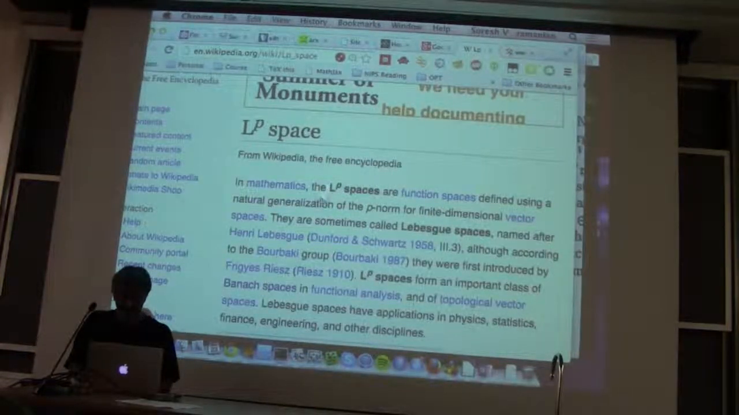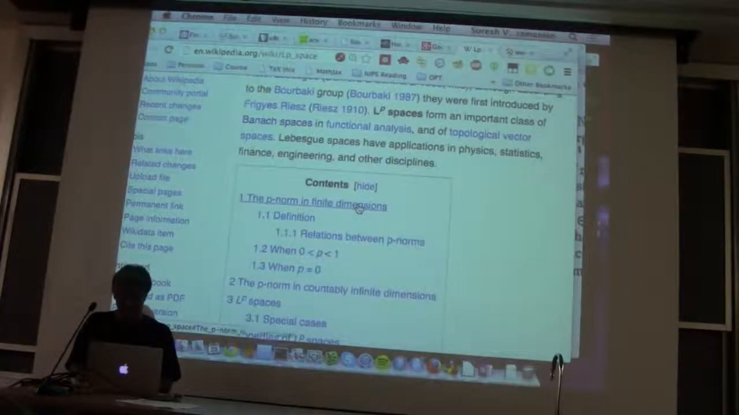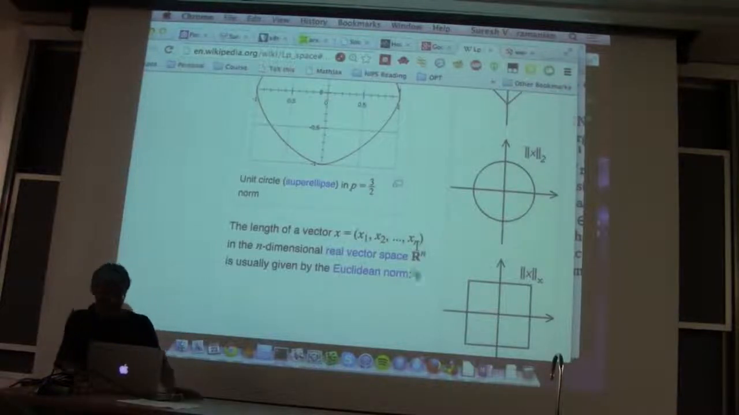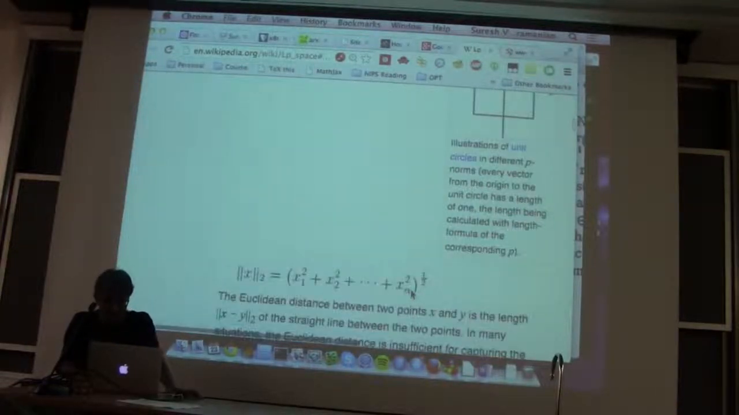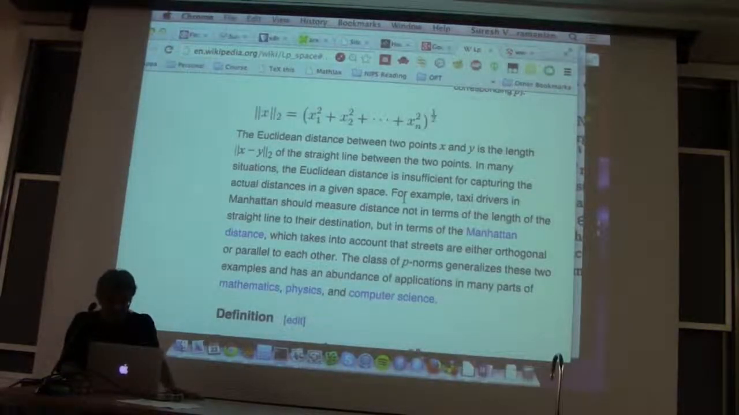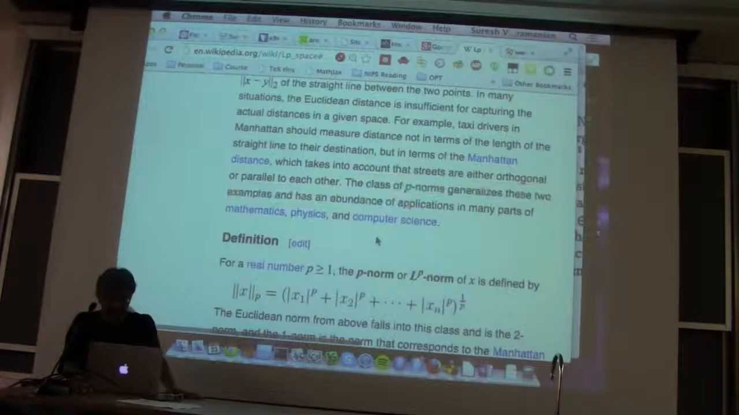Wait, I don't want the natural generalization. I want the p-norm. Okay, p-norm in finite dimensions. Okay, that's great. The length of a vector x in R^n is usually given by the Euclidean norm, which is this. Yes, that we know. I think we know. In many situations, Euclidean is insufficient. Taxi, Manhattan. The class of p-norms generalizes these two examples. Okay, what's the definition? Ah, there we go.